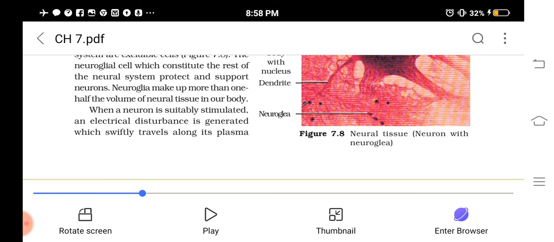So I have told you about 4 different types of animal tissues in today's video. That is epithelial tissues, then second is connective tissues, third muscular tissues and neural tissues. Okay, so this much you have to learn from this chapter.